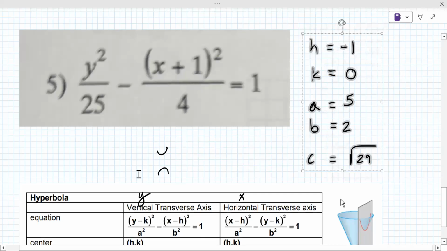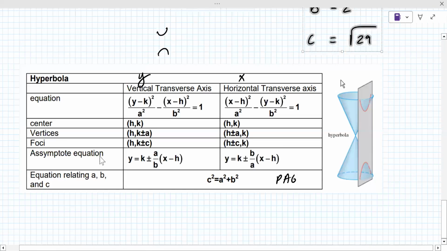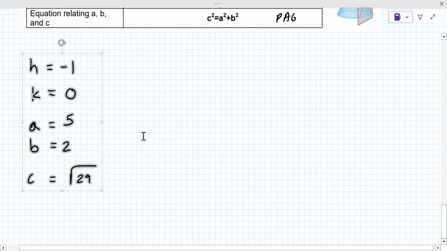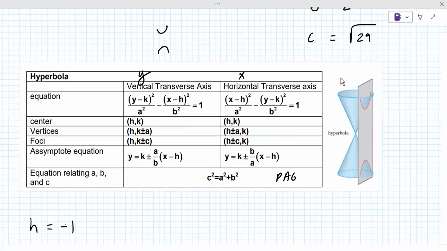Any questions before we go to graph it? So just to be clear, the H always goes with the X and the K always goes with the Y. Always, even in ellipses, even in parabolas, circles, always. Okay. Got it? Yeah. All right.